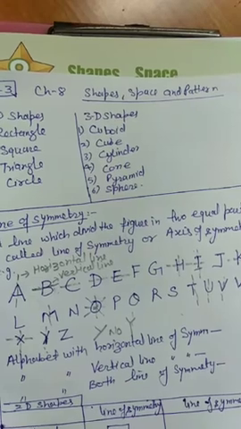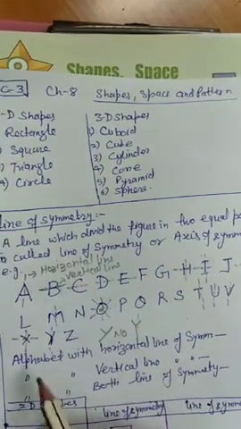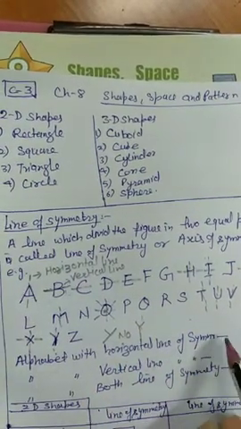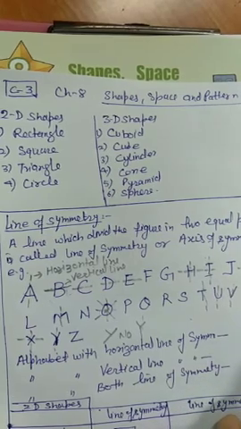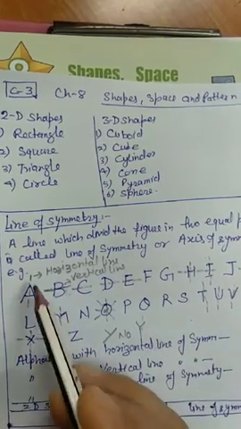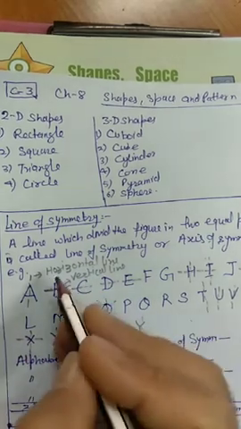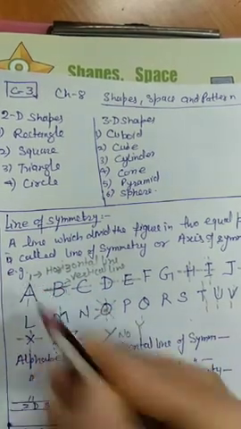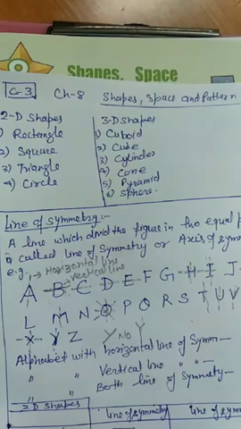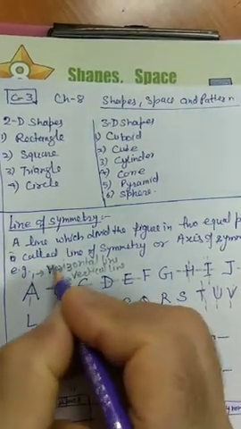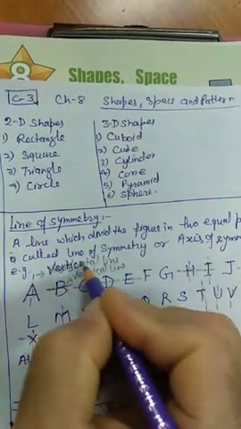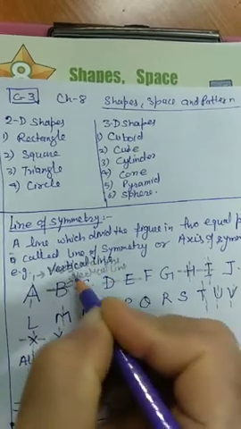And downside, you have to write all these in the notebook. Alphabets with horizontal line of symmetry, you have to write all the alphabets with horizontal line of symmetry yourself. Horizontal line of symmetry, this one is okay, but let me correct: this one is vertical, okay, vertical line, and this one is horizontal.